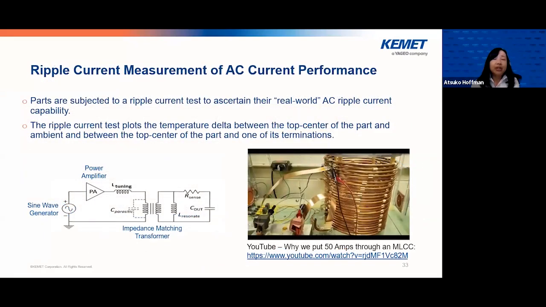So we do ripple current measurement at the KEMET lab, and what we are trying to characterize is what our part is subject to under high current conditions. So we put our part through a high current test, and what we're trying to do is mimic, as much as we can, a real world AC ripple current environment.